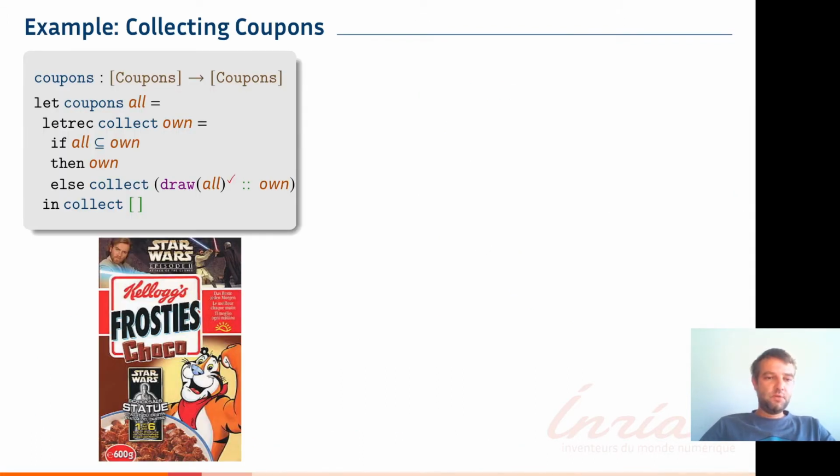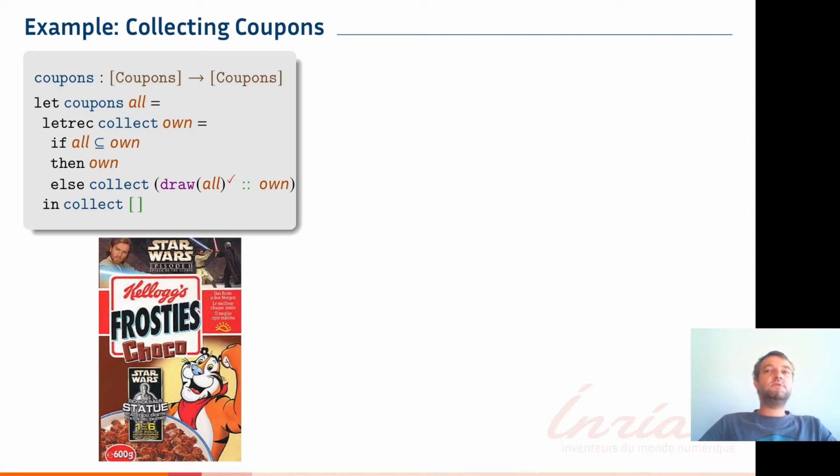To make this a bit more concrete, let's look at an example. In these boxes of cereals, you have 1 out of 6 action figures. Now you may ask yourself how expensive is it really to collect all these action figures, and a good way to reason about this may be to look at how many boxes of cereals you have to buy on average in order to receive all these 6 action figures.